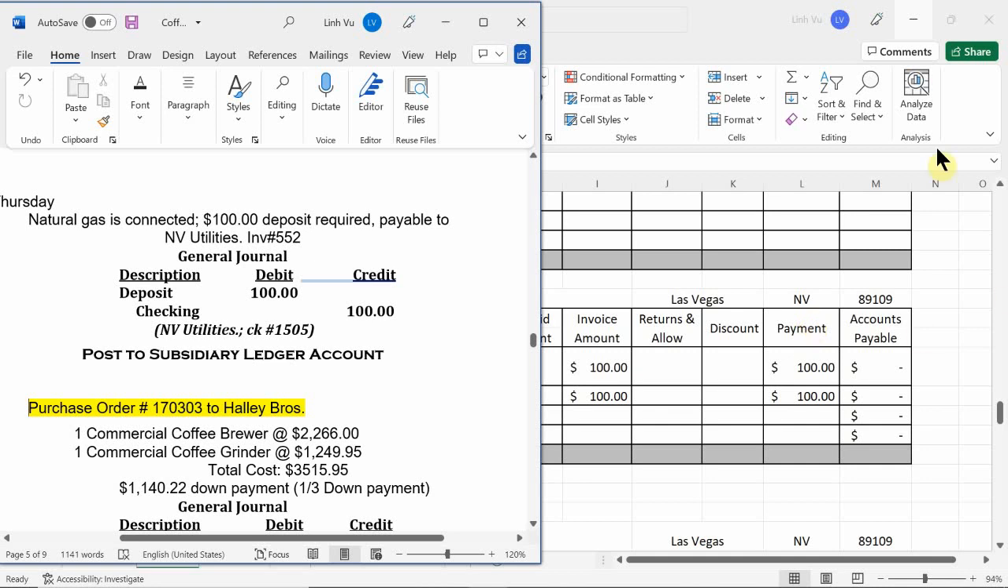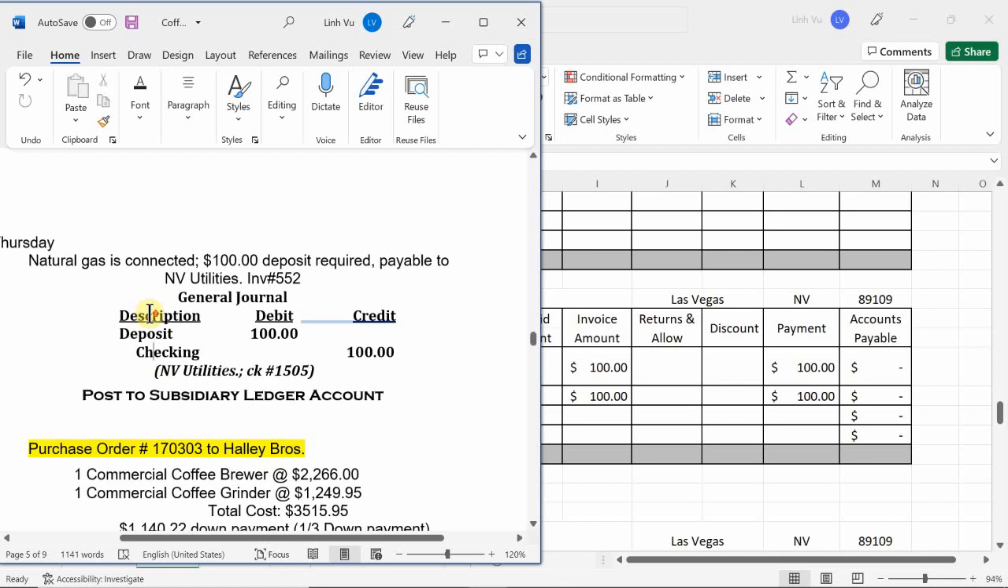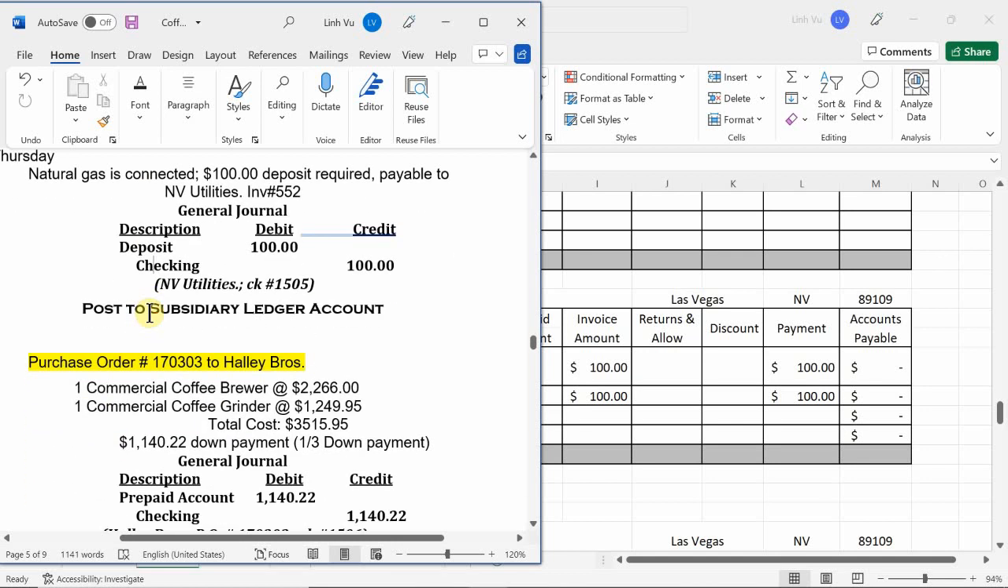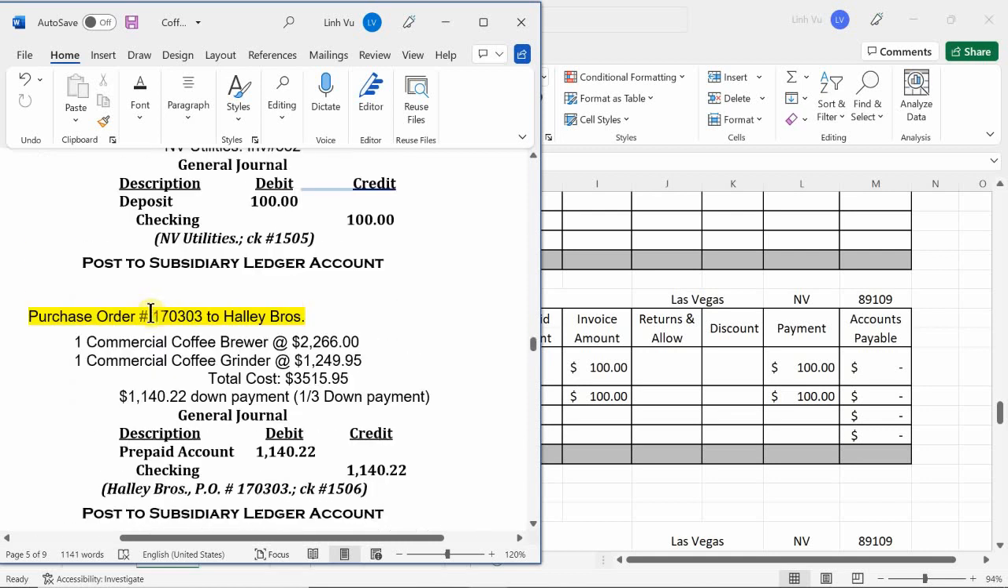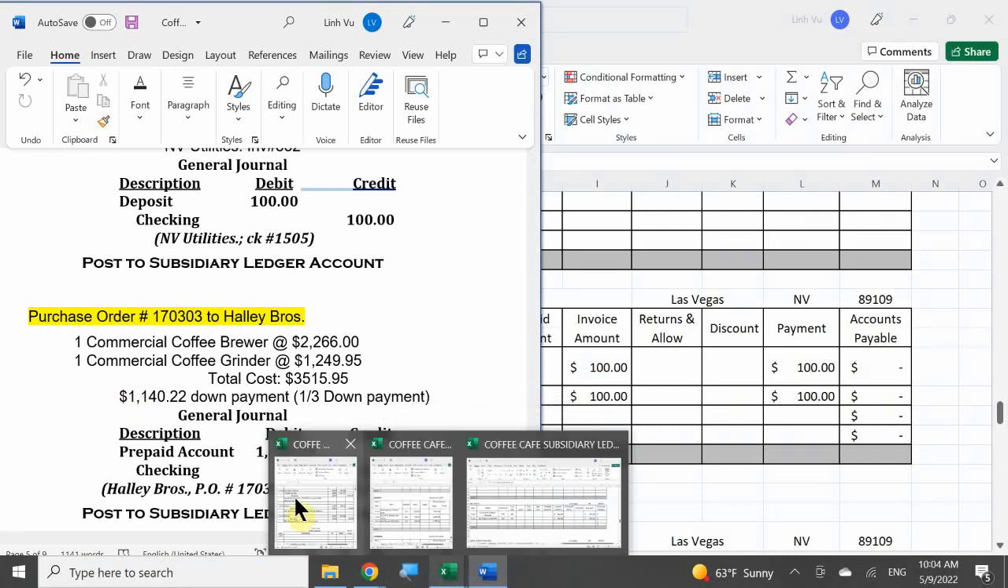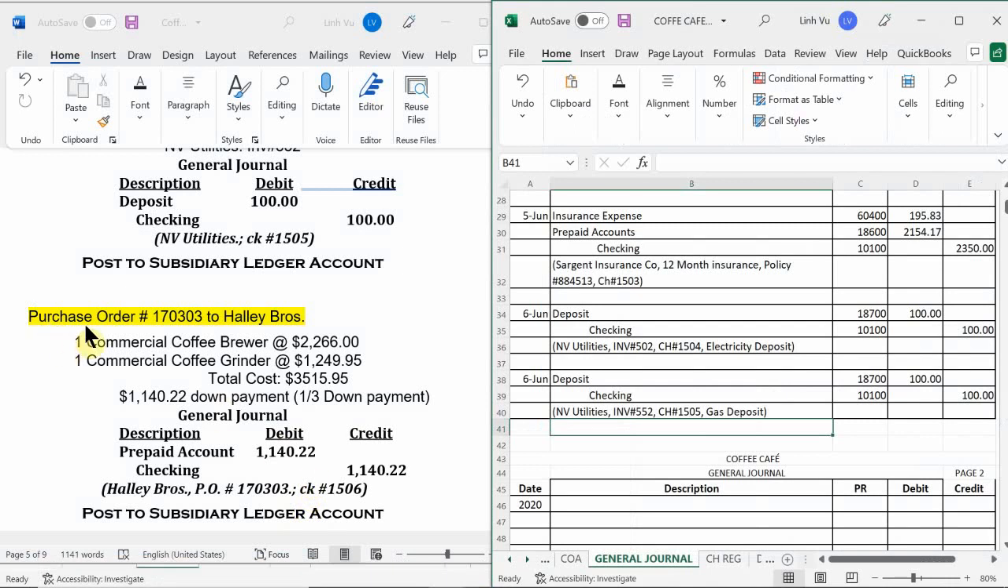Alright, so this is where we last left off. We just paid a $100 deposit for the gas company. Okay, so now we are here. We decided to do another purchase order, but this time, this purchase order requires a down payment. We decided to go ahead and purchase order one commercial coffee brewer and one commercial coffee grinder.